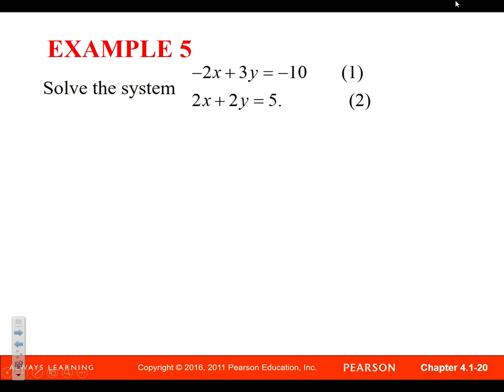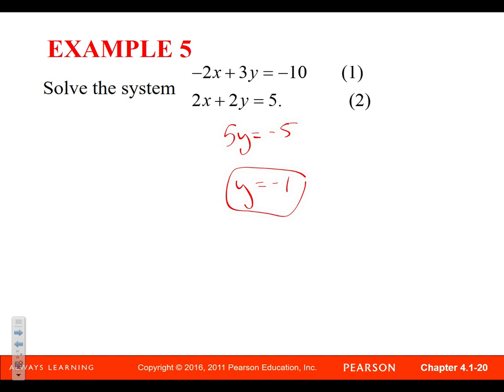So take a look at this one. If we added these two equations, can you see how the x's would become zeros? So it really is this simple. Negative 2x plus 2x is 0. That's gone. So I'm going to get 5y is equal to negative 5 if I add the two equations. So what does y equal? y equals negative 1. Bam! I'm halfway there. Isn't that beautiful? I like it a lot.